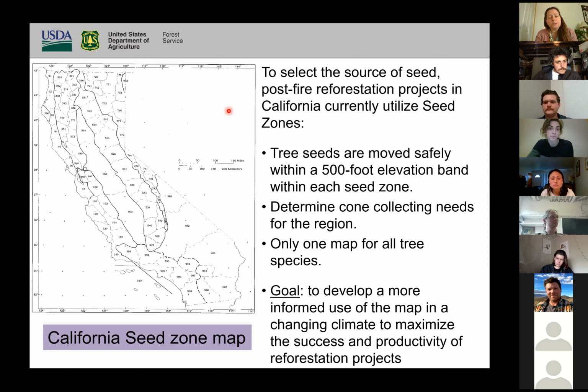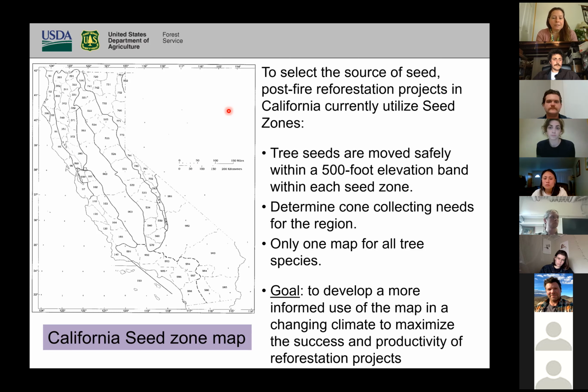Now, one of the really useful things about the seed zone is it does help to determine cone collecting needs. So you can look in the freezer and say, well, how many seeds do we have for each of our seed zone and elevation bands, and how much do we need? And be able to catalog your seed collections really well. An interesting feature is there's only one map for all tree species. And so is it the same for pines or Doug fir or oaks or other species? That is, I think, a really important question.